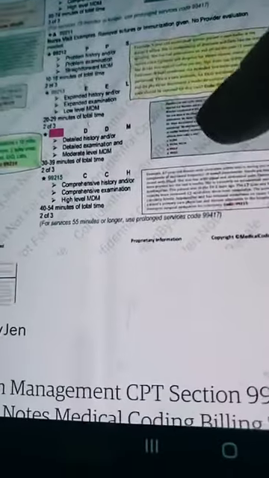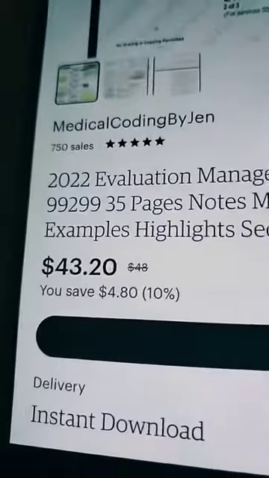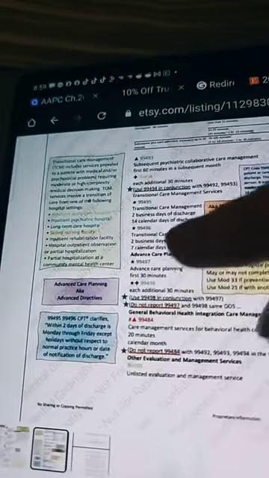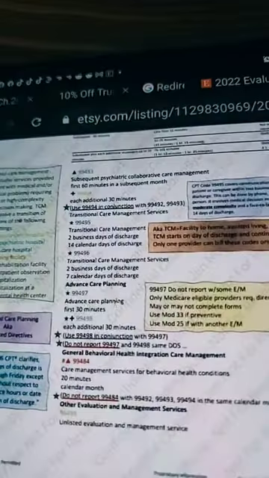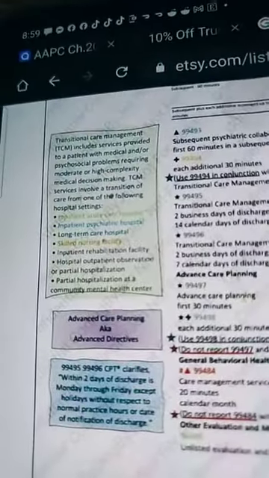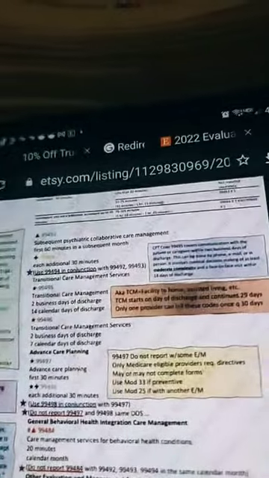I have all the examples. Why it's so big? I'm going to back out of it again. But I have examples all the way down the sides of every CPT code to tell you how it would look in example questions and answers from AAPC, or how to code them. Super helpful for all the E&M codes all the way down. Yep, that's the advanced care planning. Yep, how to code it, what things mean.